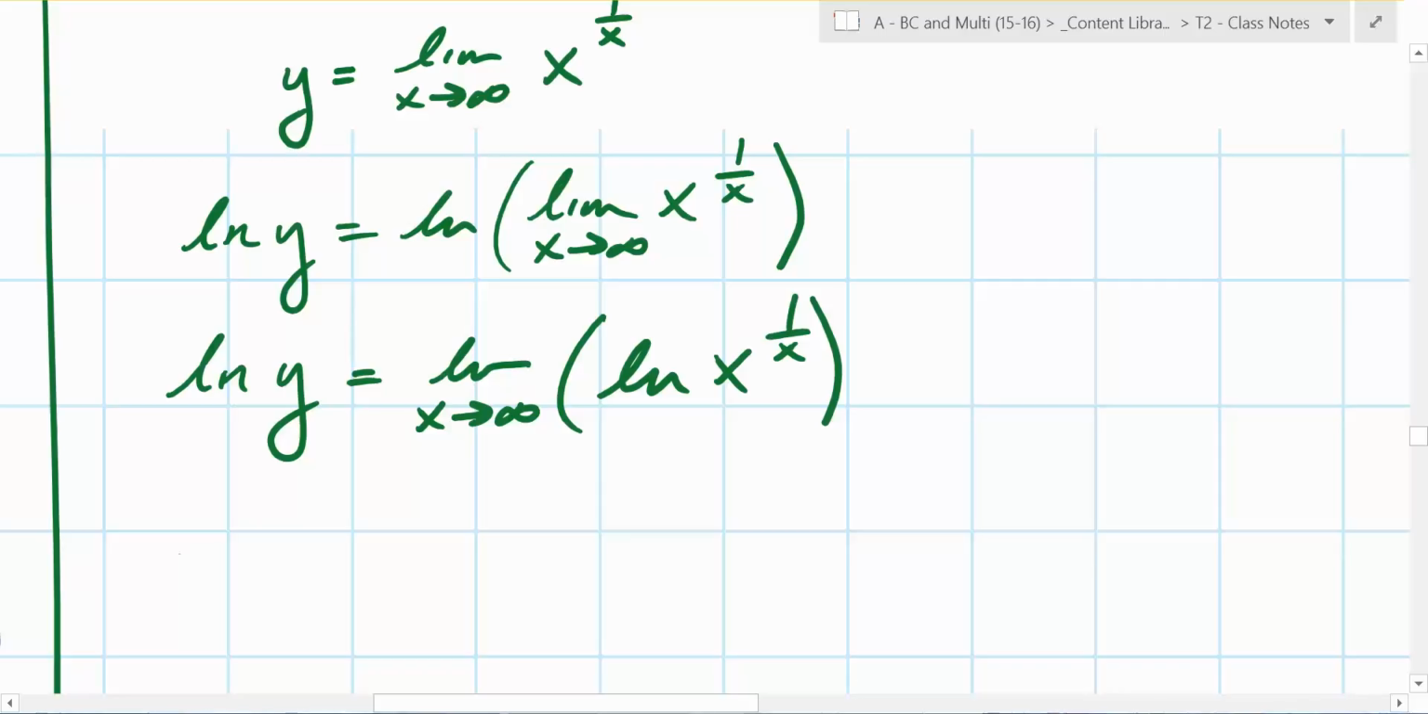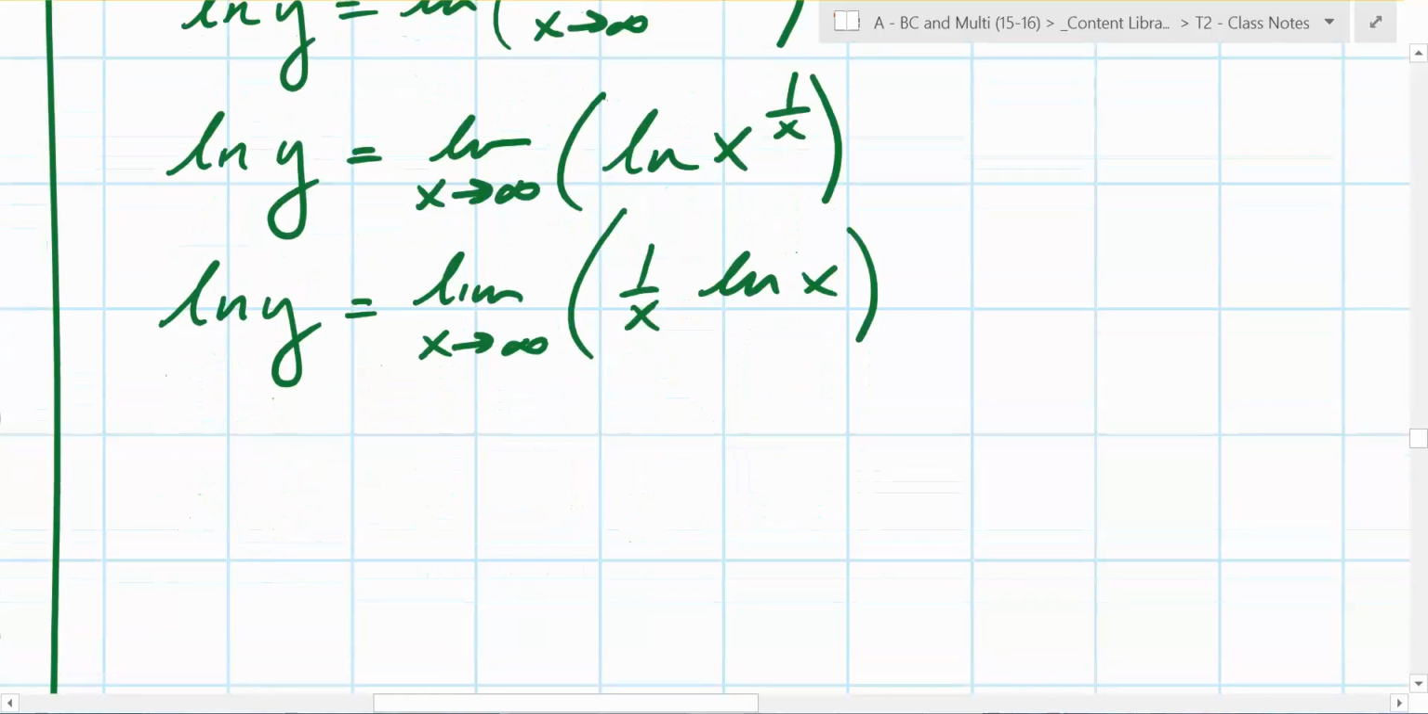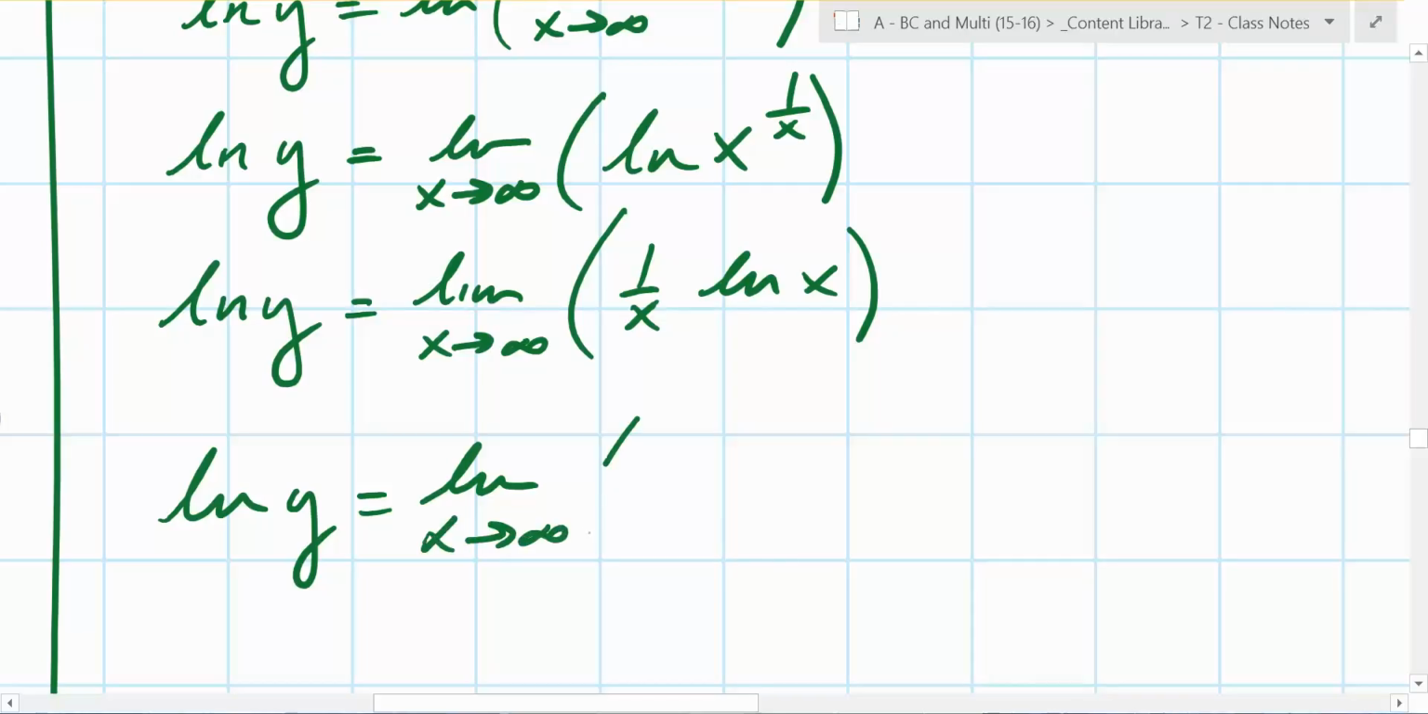What does this now allow us to do right here? You take the 1 over x down. Thank you. So we have ln y is equal to the natural log of the limit as x goes to infinity of 1 over x ln x. Is that correct? Yay. So you have natural log of y is equal to the limit as x goes to infinity of ln x over x.